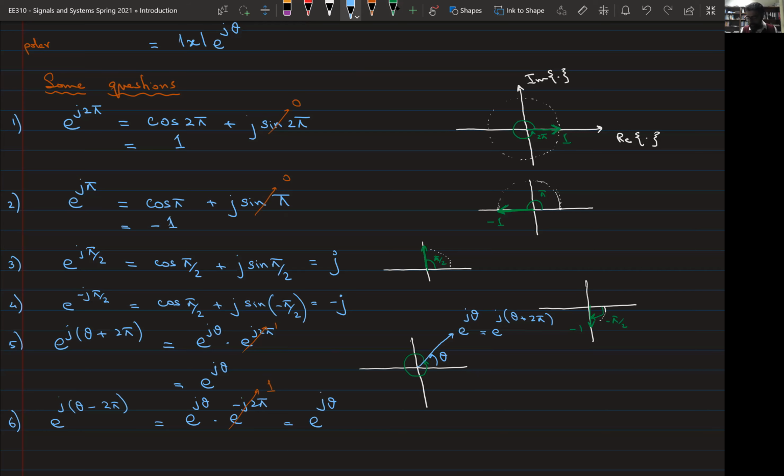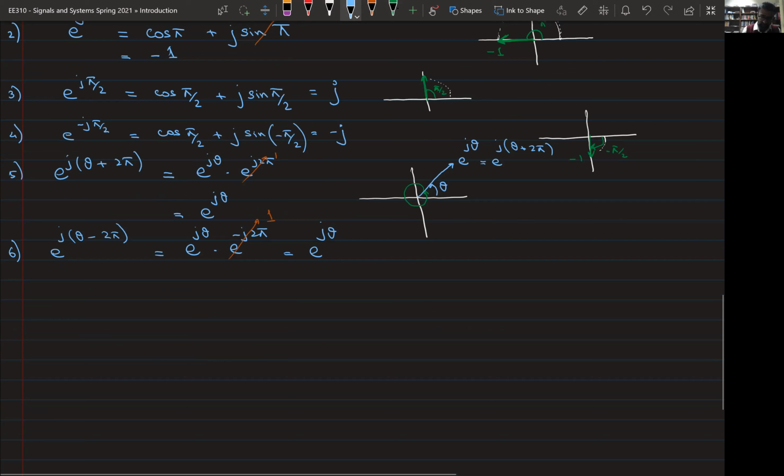And from here, what I can conclude is a very important conclusion that we're going to end up using at some point or the other, which is: e raised to the power j theta is equal to e raised to the power j theta plus, as Munim said, any even multiple of pi. And another way of saying that is the following.